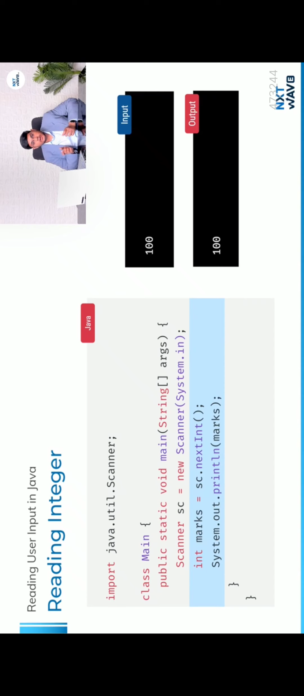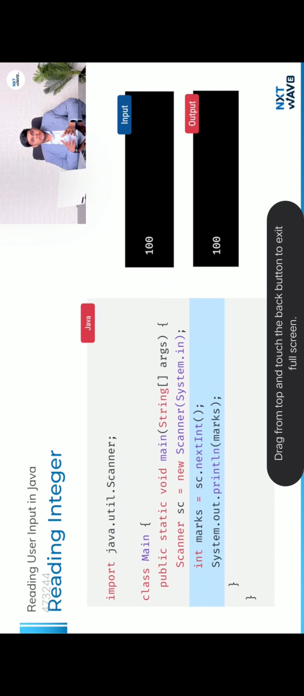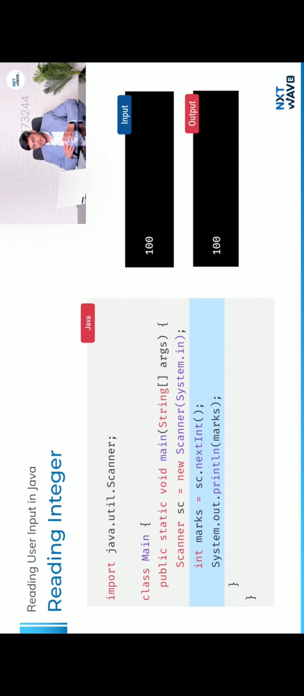Okay, so here sc.nextInt() means we are saying that we want to scan or read the next integer value, and the integer value is taken as an integer, and we want to store the integer value in the marks variable. So because we want to store an integer value, we need to declare the type of the marks variable as integer type. Okay, let's try it out in the code playground.